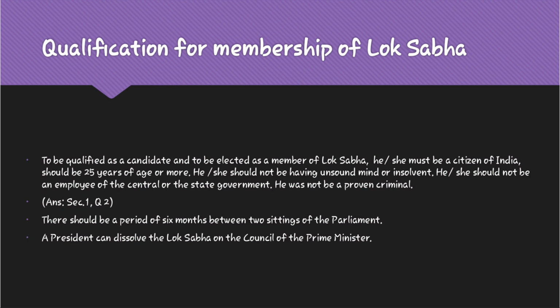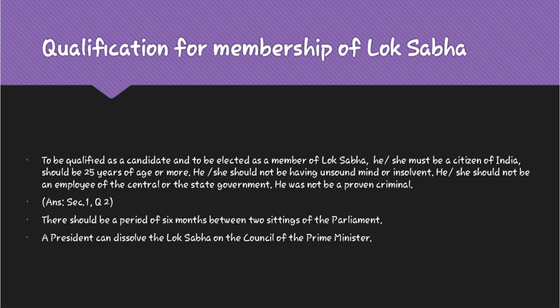So, fourth point, he should not be an employee of the central or the state government. He must not be a proven criminal also. Government employee nahi hona chahiye. A person who is working in a central government office or a state government office is not supposed to become a candidate. उसको उसका job resign करने के बाद election में खड़े होना पड़ता है. Last point, he must not be a proven criminal. I hope you have underlined these 4 lines.